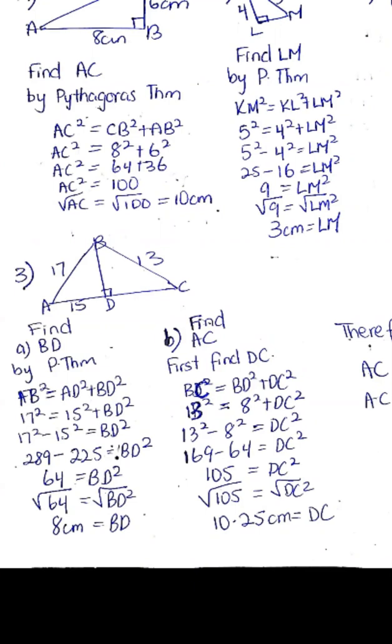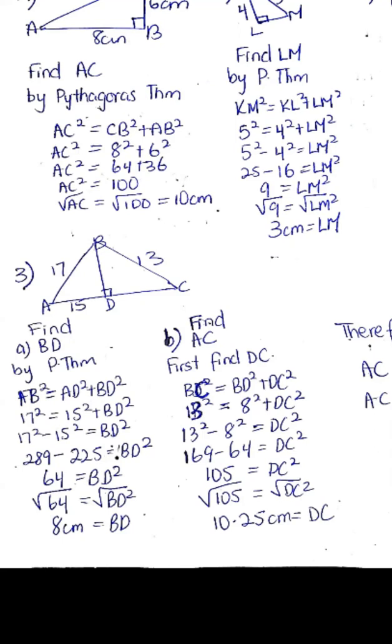So we know that our hypotenuse there would be 13. So 13 squared is equal to 8 squared plus B squared, right? So where did we get 8 from? We just worked out 8 in the previous question, right? BD is equal to 8.